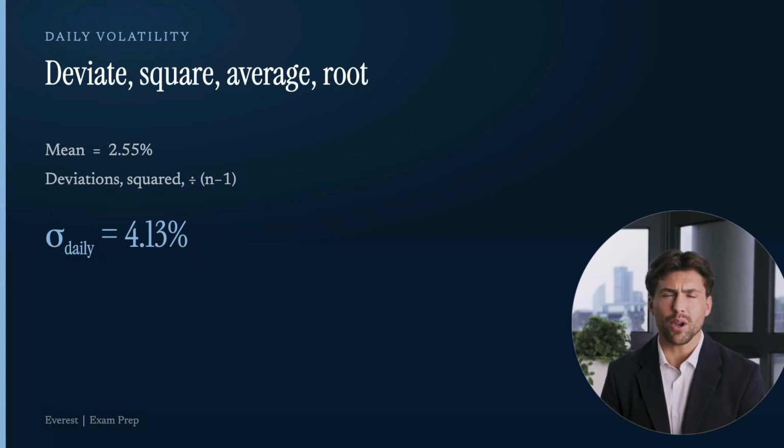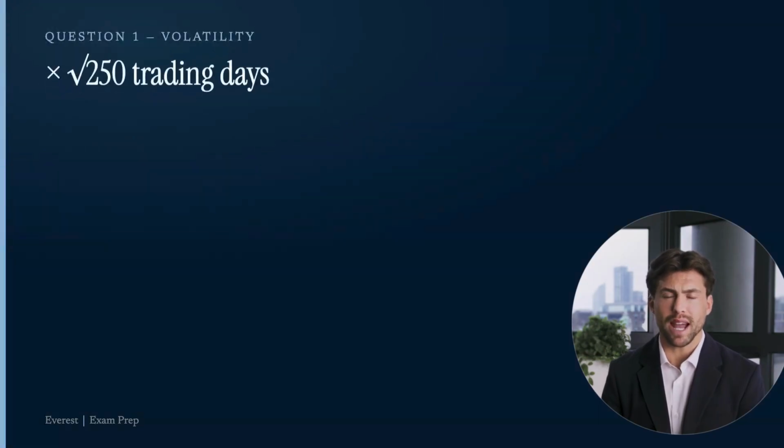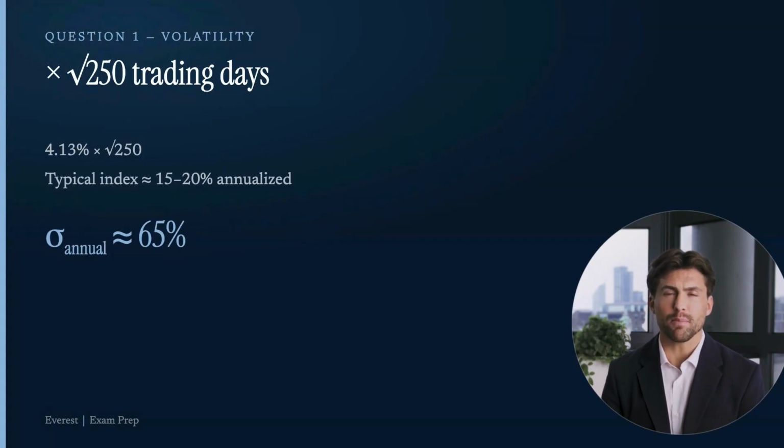Now find how far each day strays from that average. Square those deviations. Average them using n-1 in the denominator and take the square root. That gives a daily standard deviation of about 4.13%. To annualize, multiply by the square root of the number of trading days in a year, by convention, 250. 4.13% times the square root of 250 is about 65%.